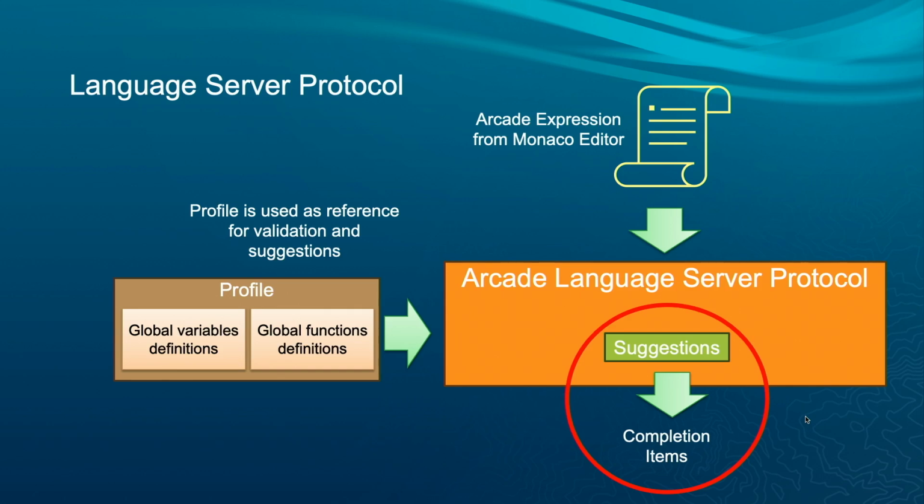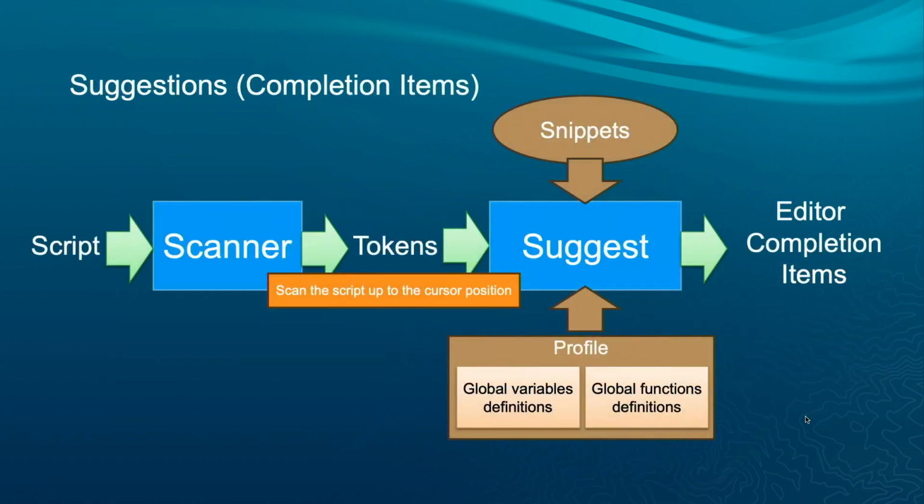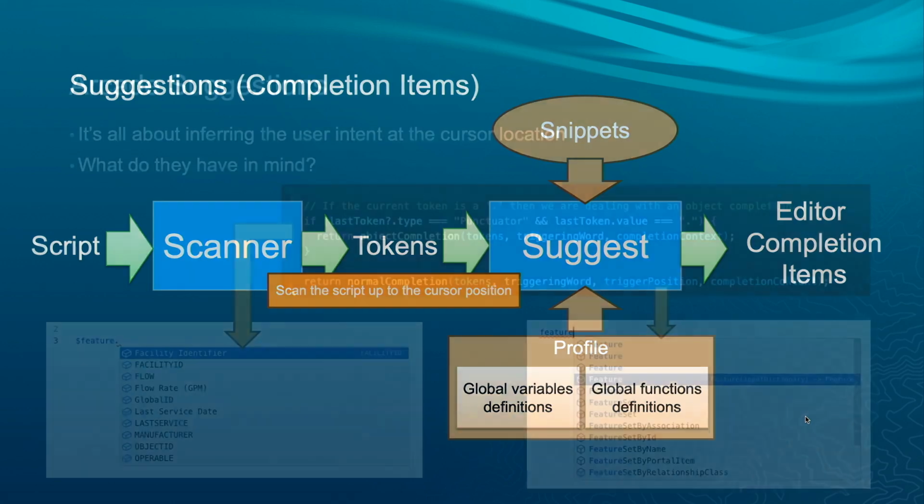So basically, the same stuff goes in. You pass the Arcade script, and it goes inside the scanner. The difference here is that instead of using the parser, which may fail, because if you type a dot to access a property of an object, the parser will panic, says, I don't know what you're doing, and stops. Here we use the scanner, so we go up to the point where you typed the dot, and that's where we do the suggestion.